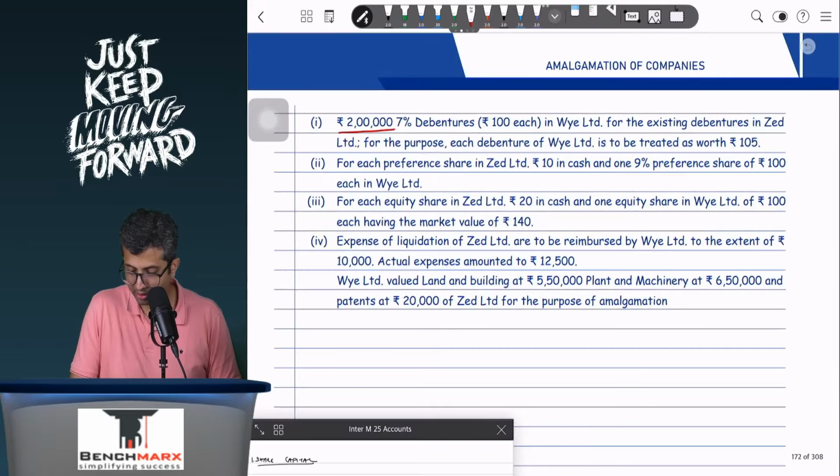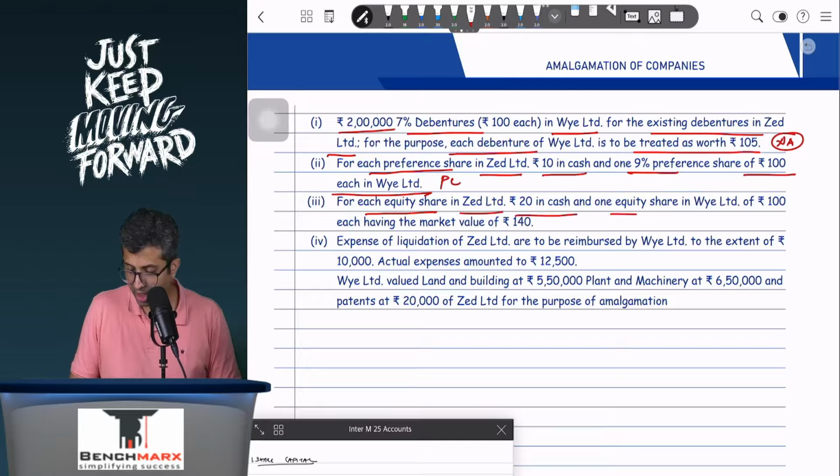2 lakhs for 7% debentures in Y for existing debentures in Z limited. For the purpose, each debenture of Y is to be treated as worth 105. This is a part of my net asset working. For each preference share in Z, 10 rupees in cash and 9% preference shares of rupees 100 each in Y. This is a part of PC. For each equity share in Z, 20 in cash and 1 equity share in Y of rupees 100 each having a market value of 140. This is also a part of PC.